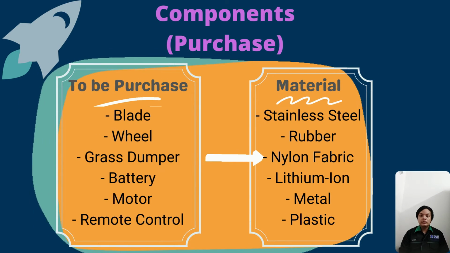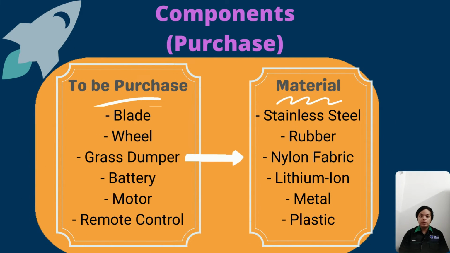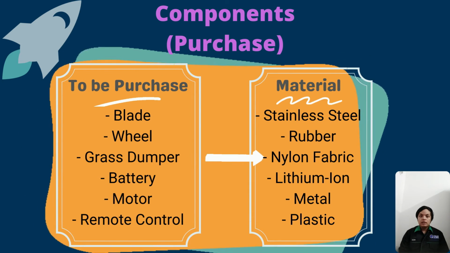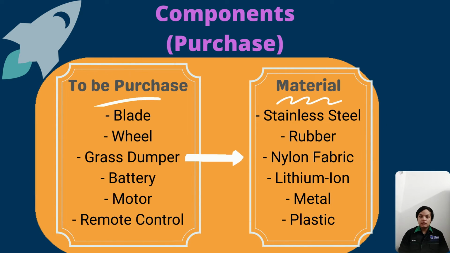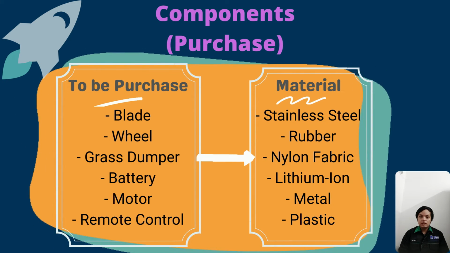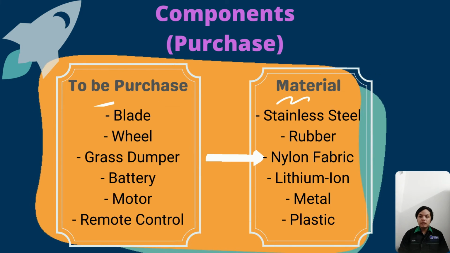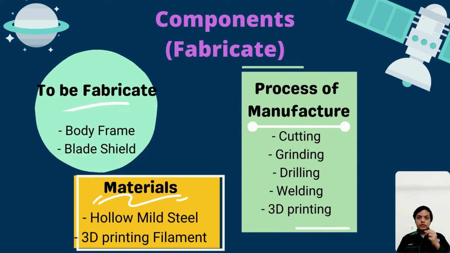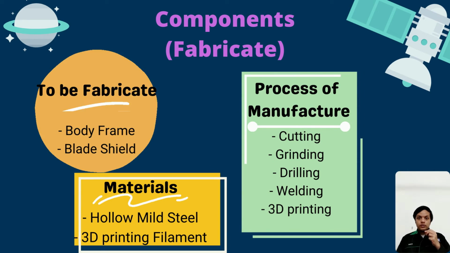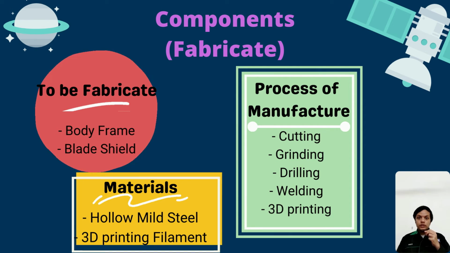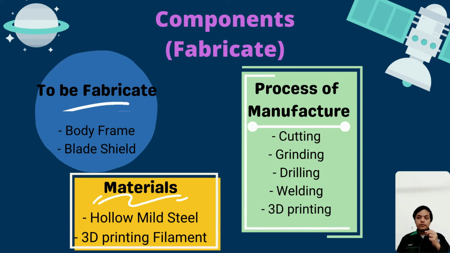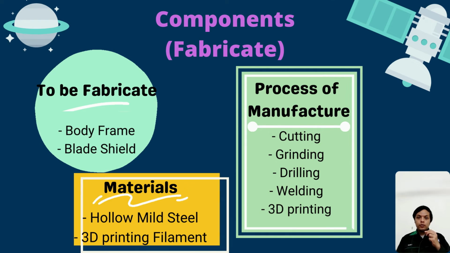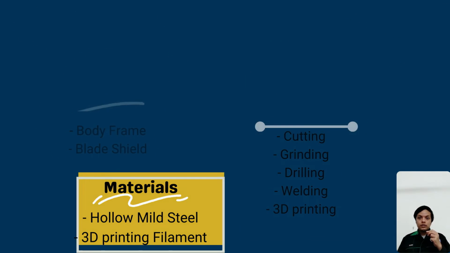Firstly, I will explain about which components that we will purchase and fabricate. The components that we purchase are steel blade, rubber type of wheel, nylon fabric grass dumper bag, lithium ion 12 volt battery, DC motor, and remote control that is made of plastic. The components that we will fabricate are body frame and the blade shield. The body frame is fabricated by using hollow mild steel, while the blade shield is made by using 3D printing. The manufacturing processes involved are cutting, grinding, drilling, welding, and 3D printing.